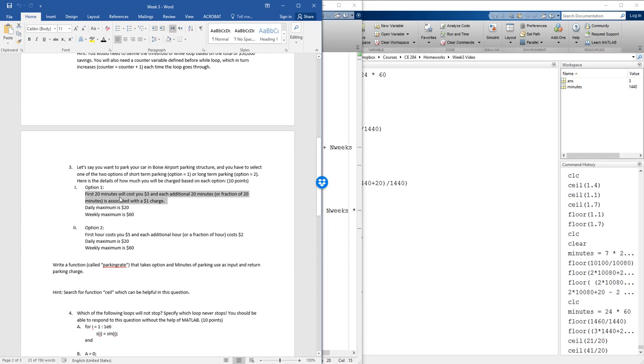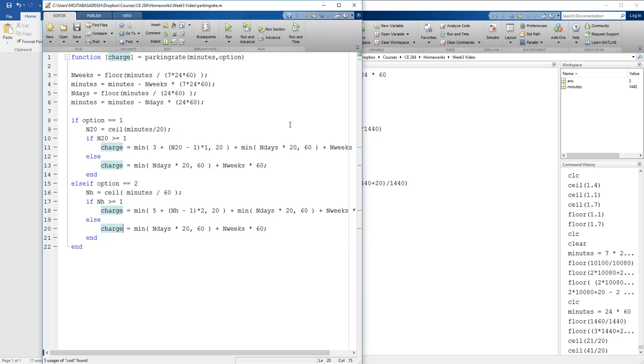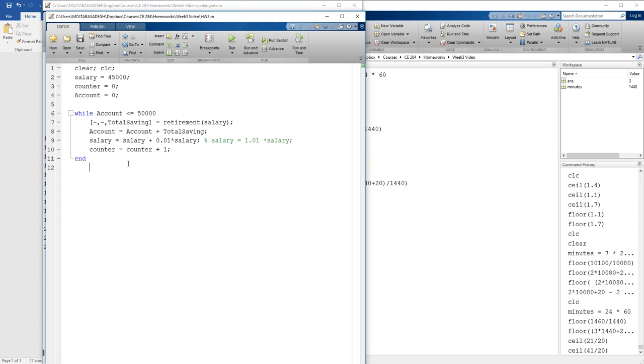It didn't ask me to evaluate this, but I'm gonna add it myself. Let's say I parked for 21 minutes. 21 minutes means I should be charged $4. Let me evaluate this and see if I'm going to be charged $4 or not. Again, CLC and clear, get rid of everything. Number of minutes is 21, and I'm going to use option 1.